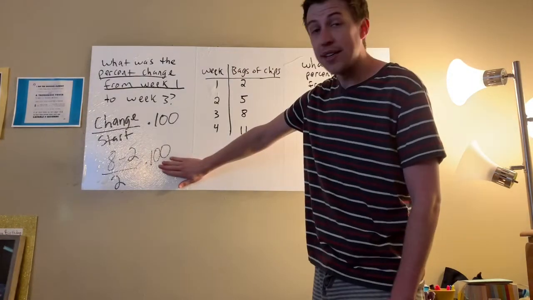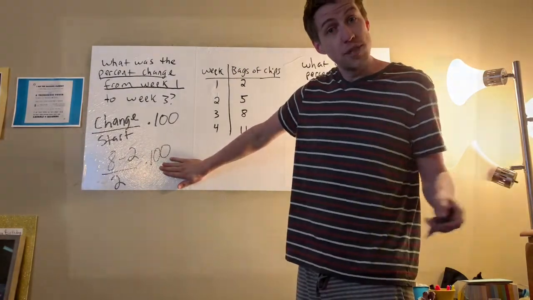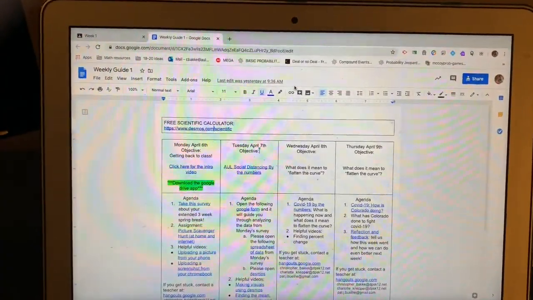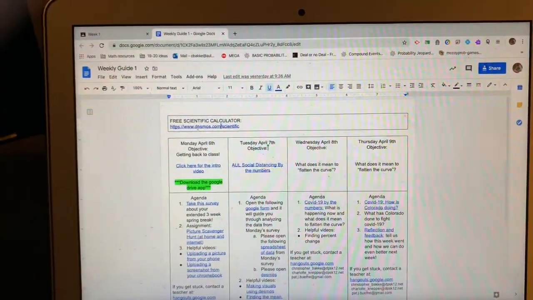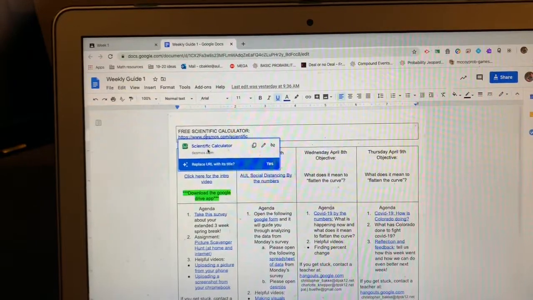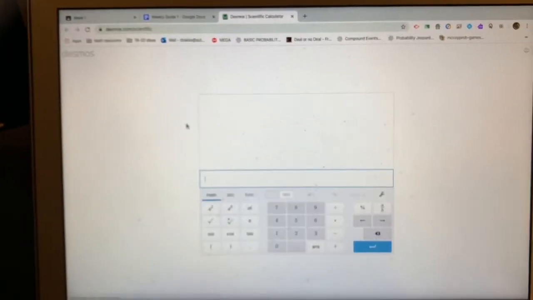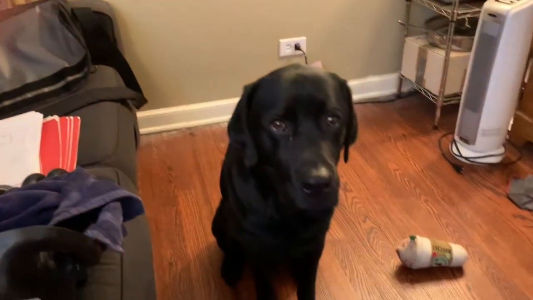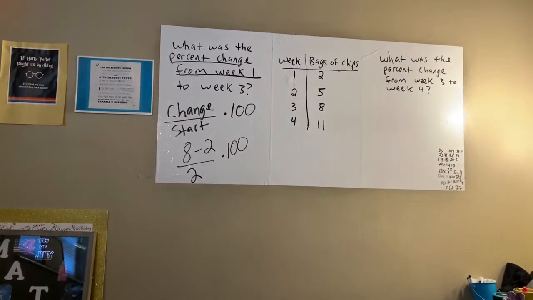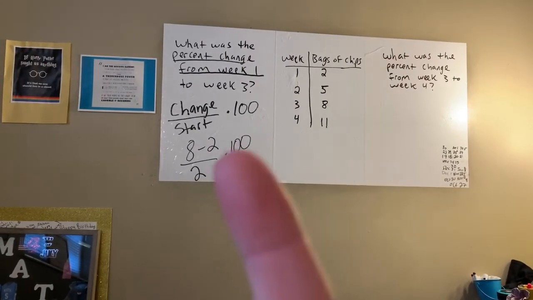Now we're going to put this into our Desmos calculator. You can use the phone in your calculator, or you can use this free scientific calculator that I put at the top of the weekly guide that you can use for all of the assignments. Then I'm going to go back to my work. Well, there's James. He'll be here all day if you need help. And we're going to do 8 minus 2, divided by 2, times 100.